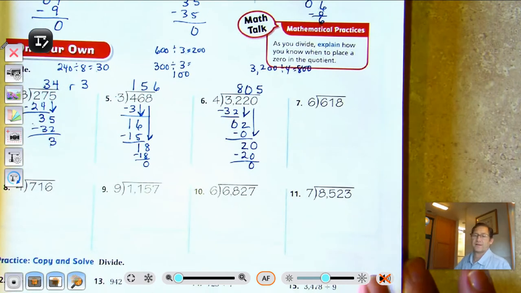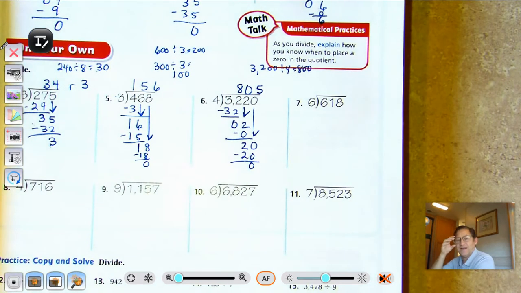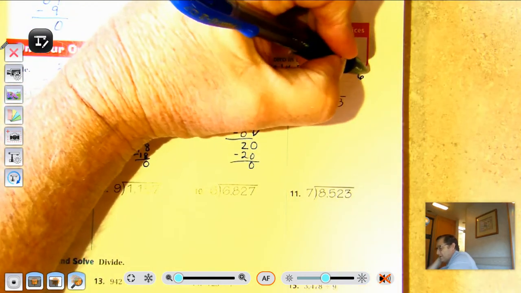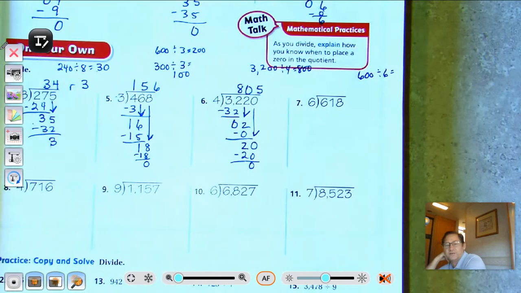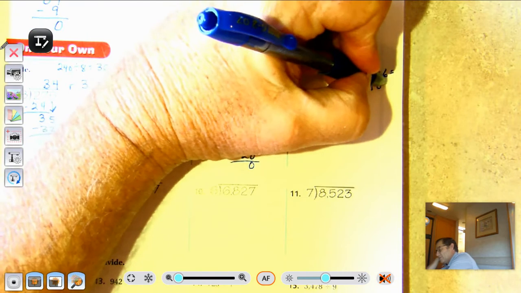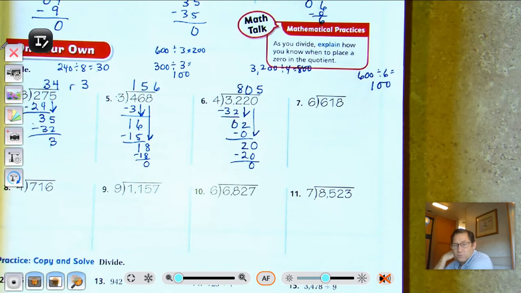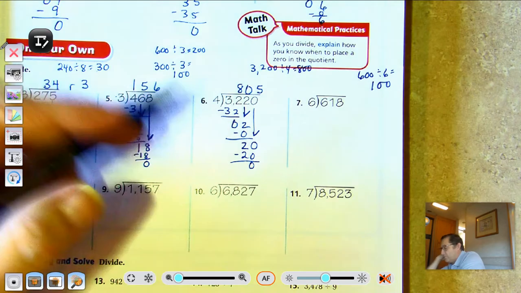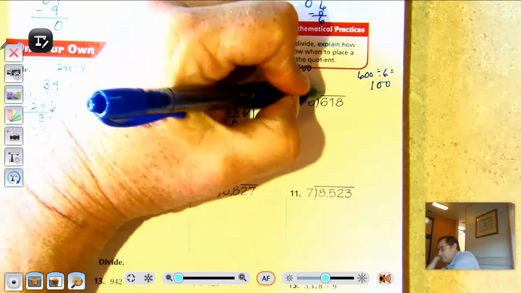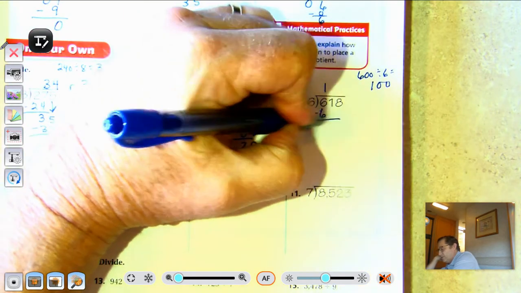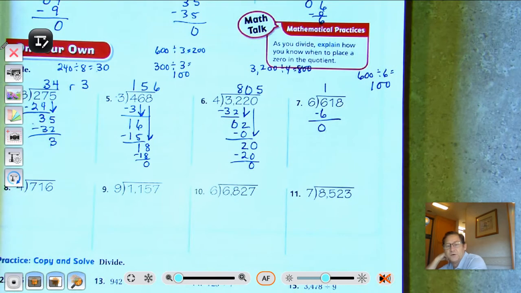Number 7, 618 divided by 6. Well, 6 is a multiple of 6. So we're just going to say 600 divided by 6. And that would be 100. 6 times 1 is 6, so 100. So I will be able to share into the hundreds. So 6 hundreds divided by 6 groups is 100 in each group. Subtract, we're left with 0 hundreds.